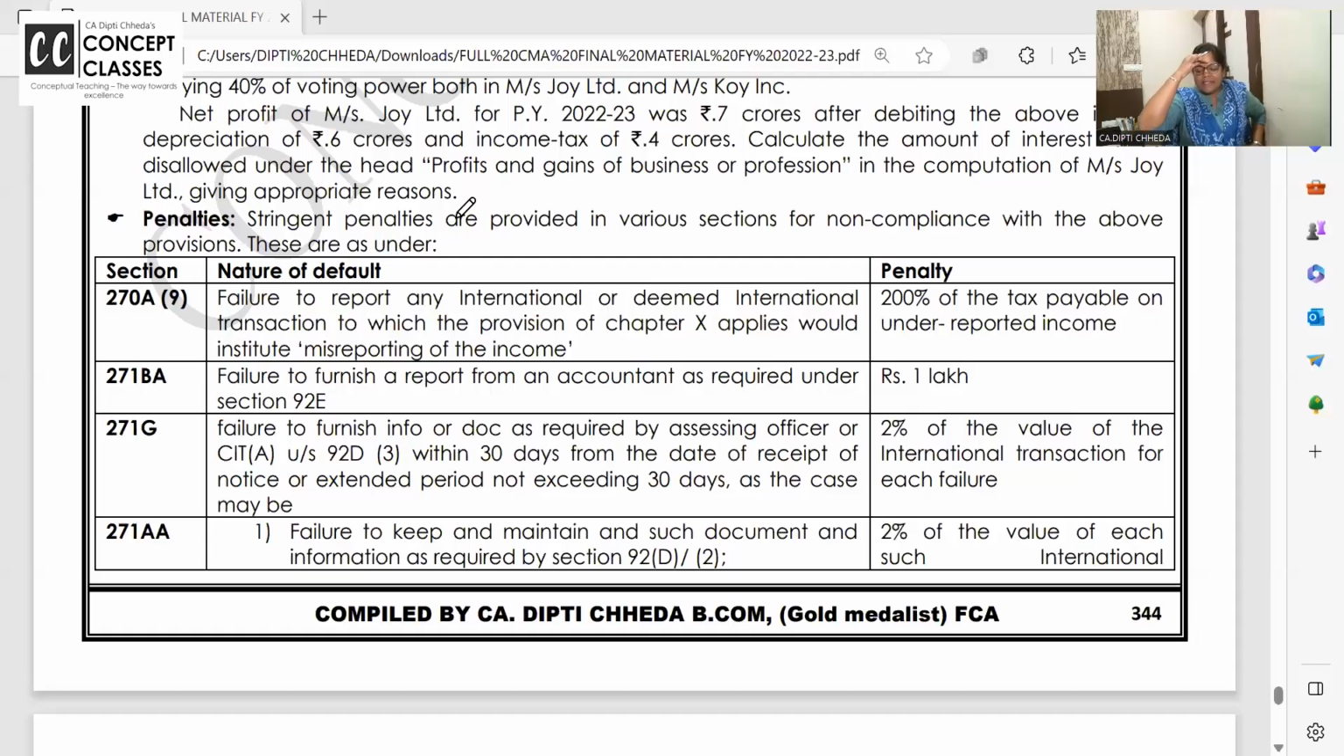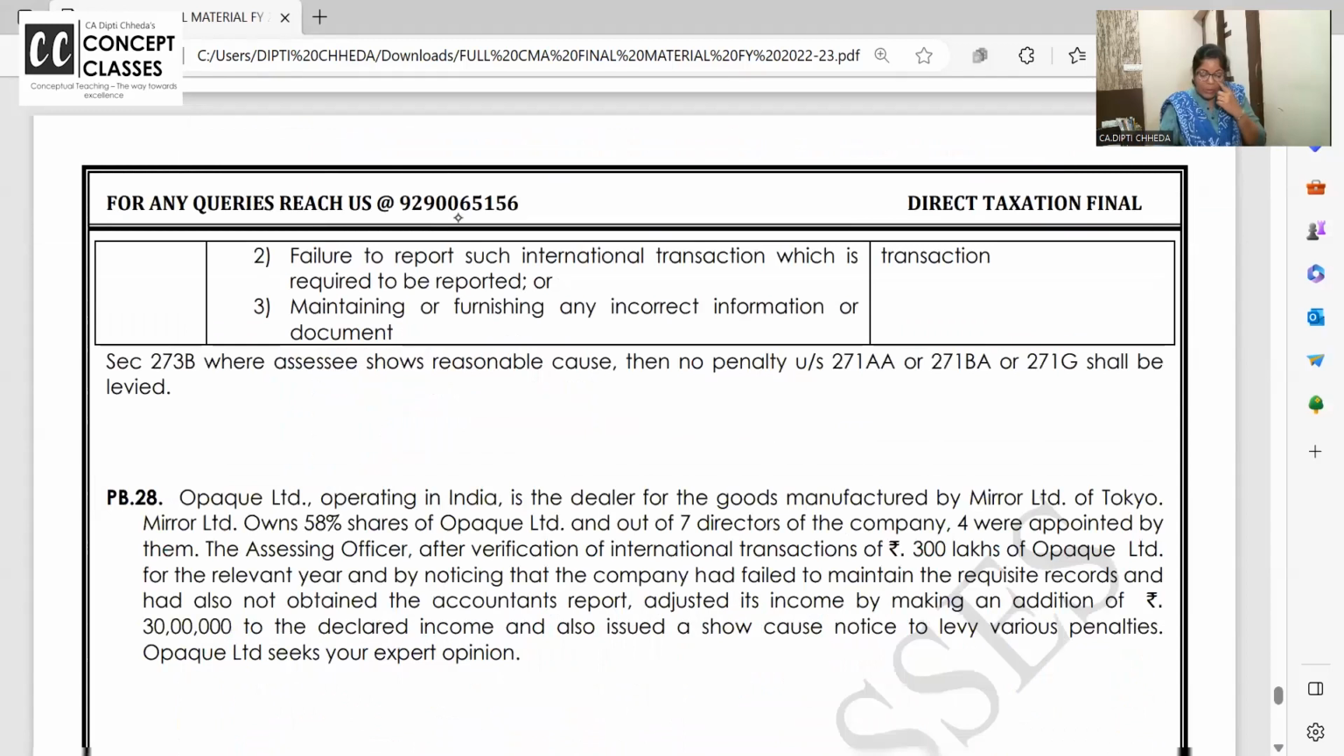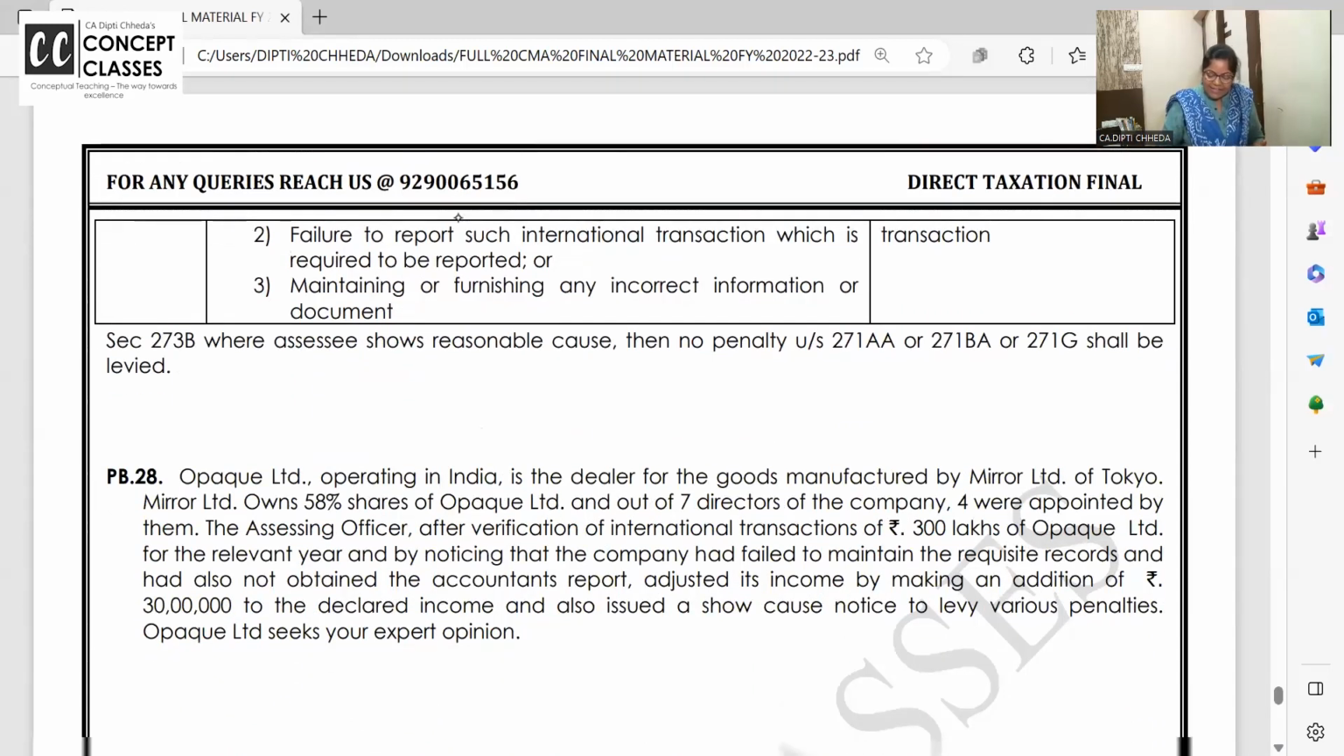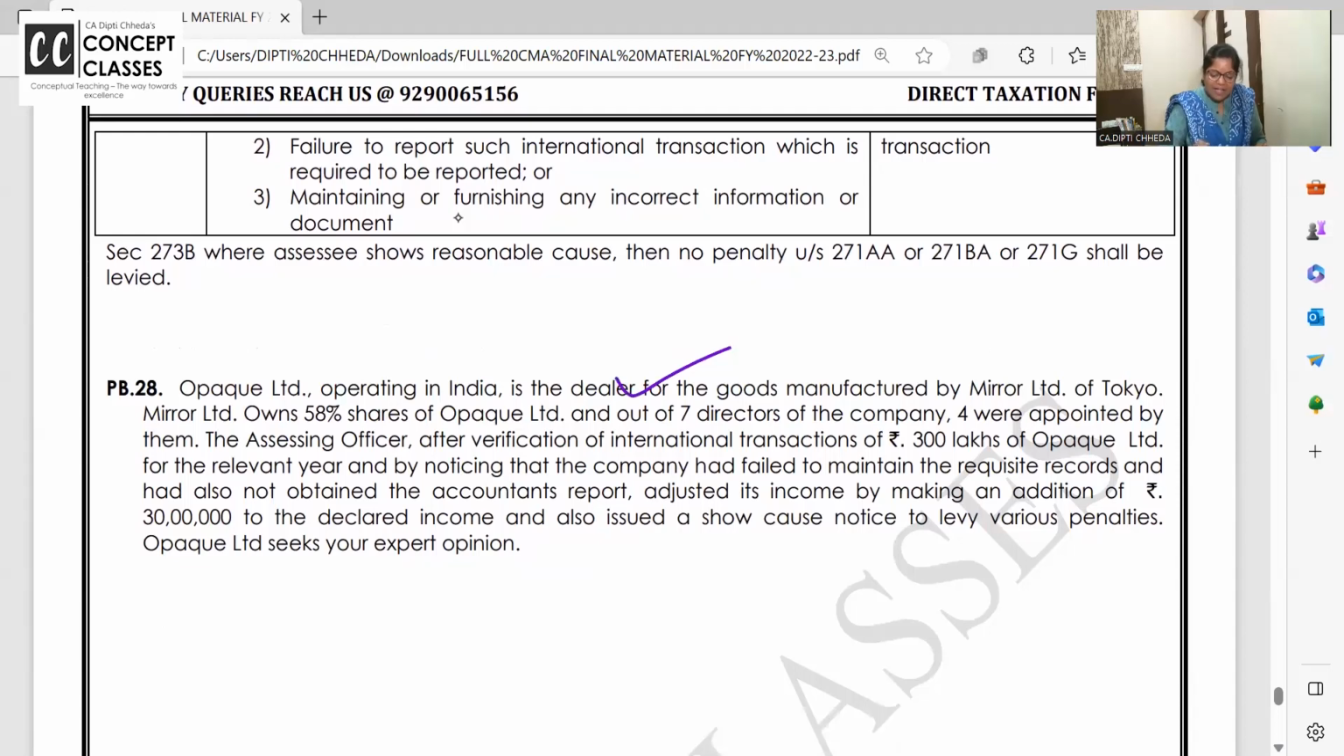Okay, right? And last one now, there are penalties in the penalties chapter, but penalties related to transfer pricing are asked again and again. So learn and go. If you underreport a transaction of transfer pricing, 200% of the tax. If you don't show a transfer pricing transaction only, then 200%. If you don't furnish the report of a CA, 1 lakh. In all the other cases, if you don't submit proper document or failure to submit and all, 2% of the transaction value is your penalty. Related to penalty also, one question is asked.